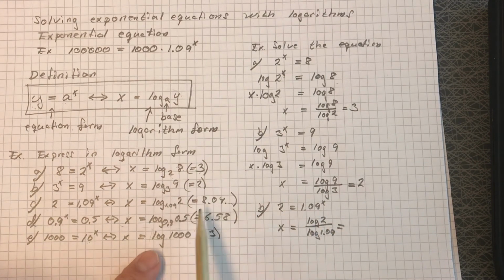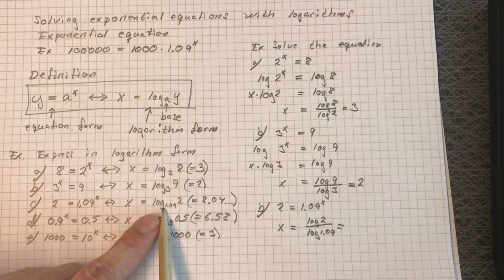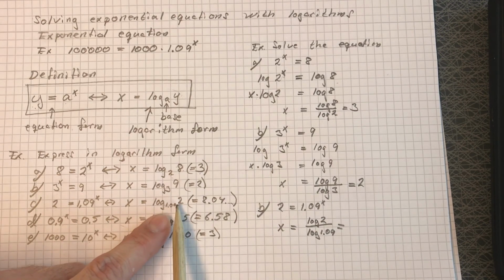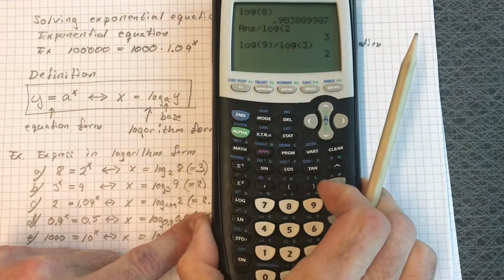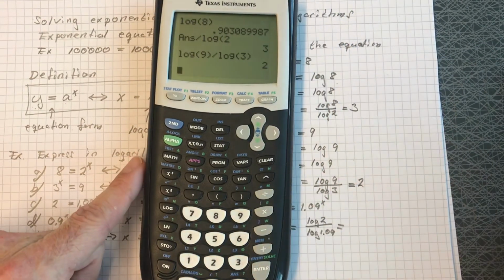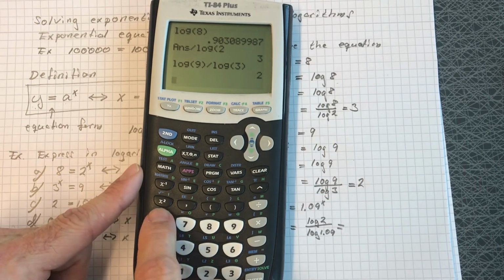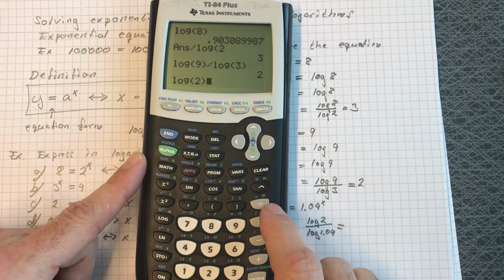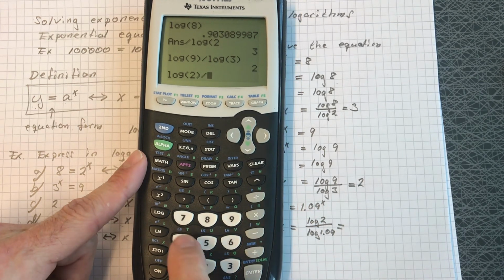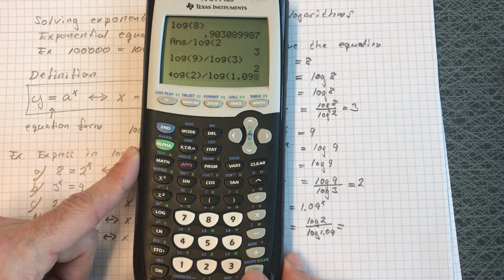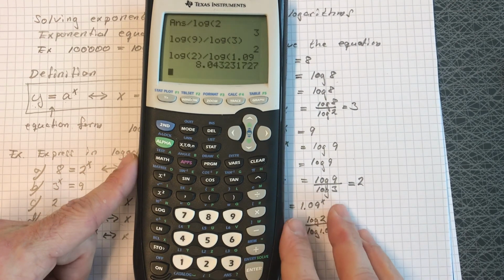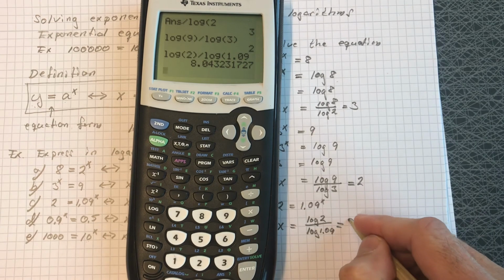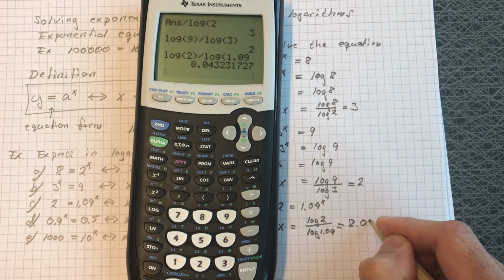And it has to be the same as log of 1.09 to 8.04. Let's see if that is true. So, log of 2, end of brackets, divided by log of 1.09. And then we press enter. And that is 8.04.